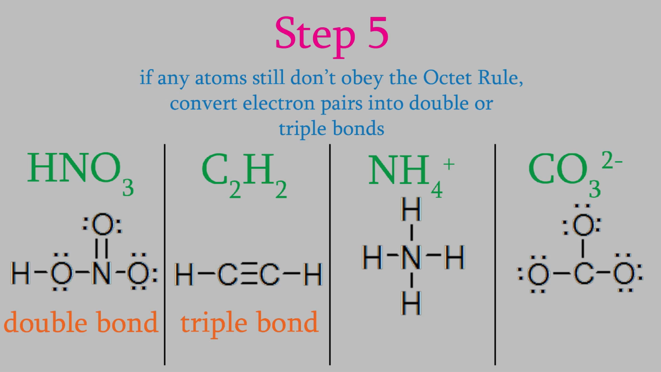In the third molecule, the nitrogen already obeys the octet rule, so we won't need to do anything to that one. In the last molecule, the carbon only has 6 electrons, so we need to convert an electron pair into a double bond. All 3 oxygens have 3 electron pairs, so we can choose any one we want. I'll pick this one, but any of the electron pairs would be equally correct. So now all the atoms in these molecules obey the octet rule.